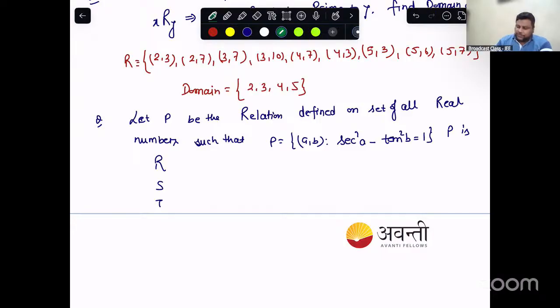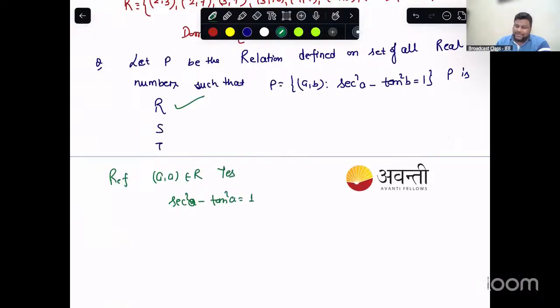Okay. First of all, if I check for reflexive, is (A, A) in the relation? The answer is yes, because sec square A minus tan square A is definitely 1. Correct? So this relation is going to be reflexive.